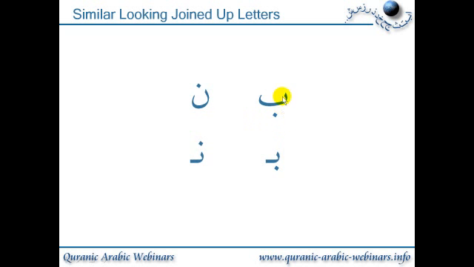Here we have the letter ba and the letter noon. In their written up format, when they are joined together with another letter, you may get confused between the two. If we look below, this is a joined up ba and this is a joined up noon. The simple way to remember is ba will always have the dot underneath, one dot, and the noon will always have one dot above.